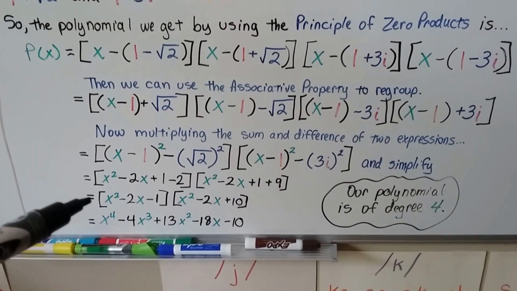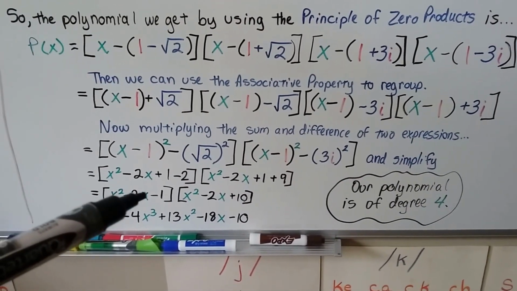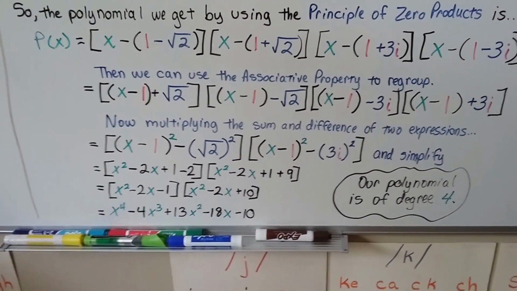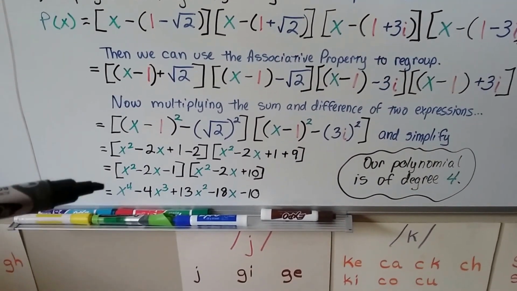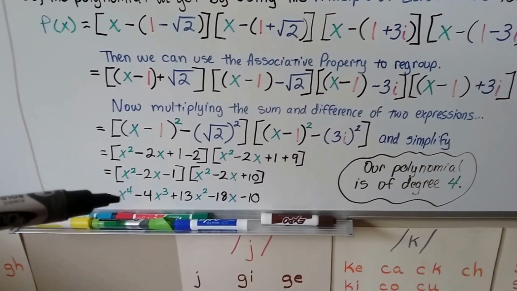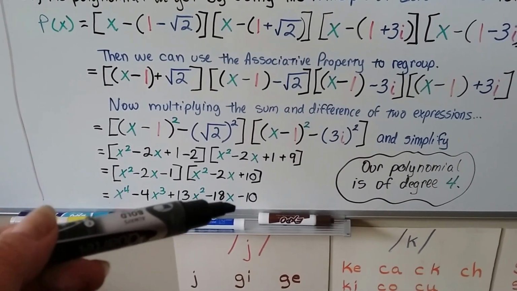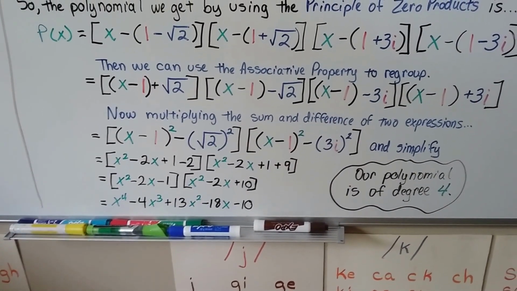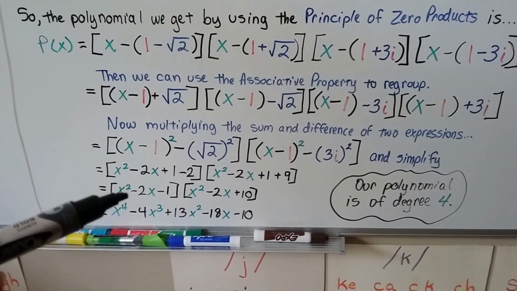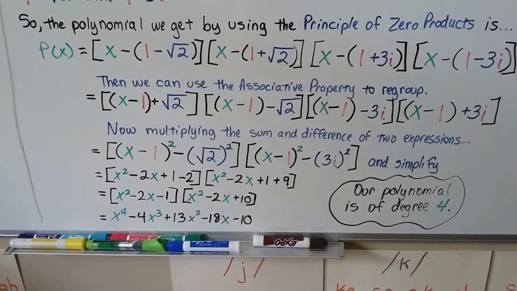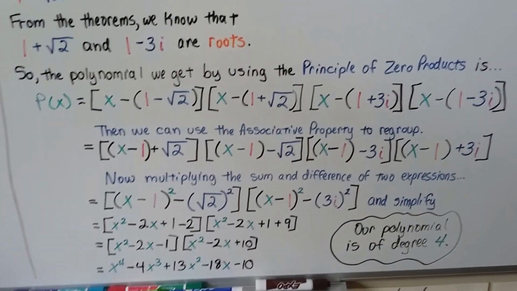And simplify it more. We get x squared minus 2x minus 1 times x squared minus 2x plus 10. And that gives us, when we multiply, x to the fourth minus 4x to the third plus 13x squared minus 18x minus 10. Our polynomial is of degree 4. See that? See how we did that?